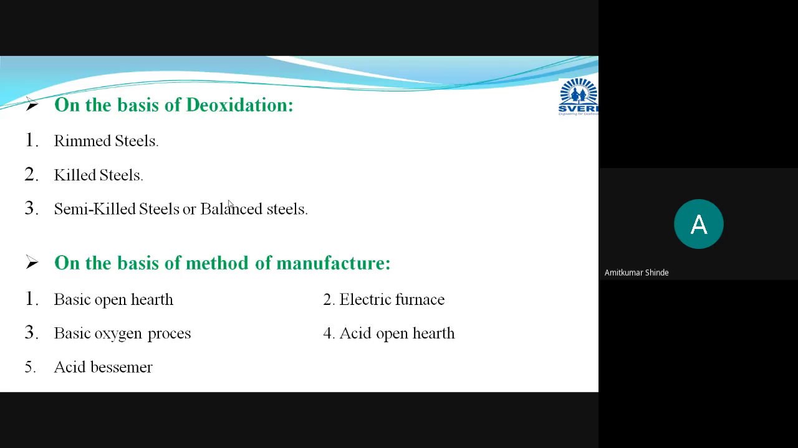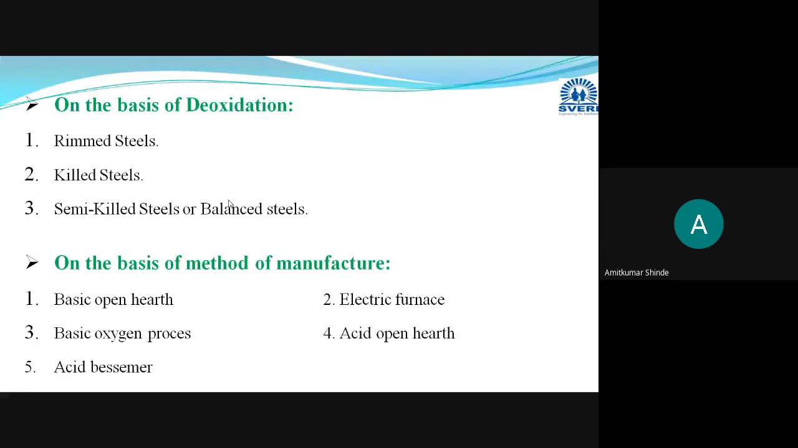If we form steel with a very thin thickness, then automatically during solidification the formation of blowholes will be avoided, or blowholes will be present in smaller quantity. That will be termed as rimmed steels. Blowholes will be there, but we are trying to make that plate with a very small thickness. Due to that, it will be termed as rimmed steel.